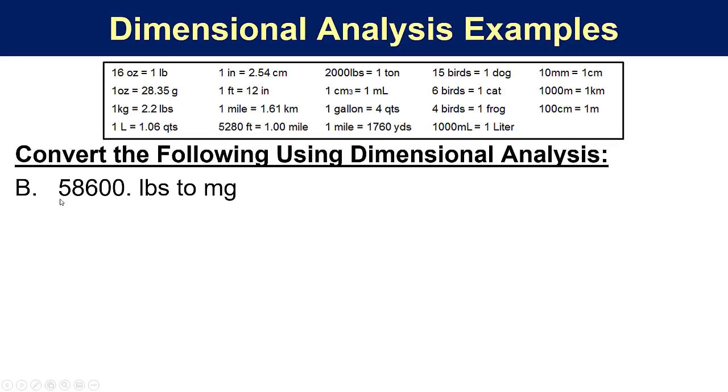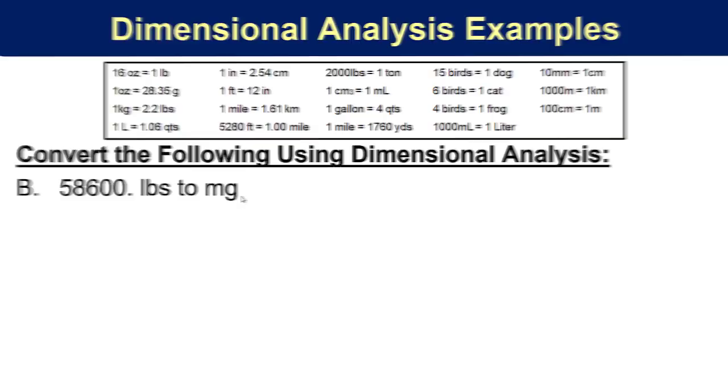All right, on to question B. It is your turn to turn 58,600 decimal point pounds to milligrams. So pause the video now, figure out your map, set up your T-chart, and calculate to the proper number of significant figures. When you are done with that, unpause the video and then check your answer.